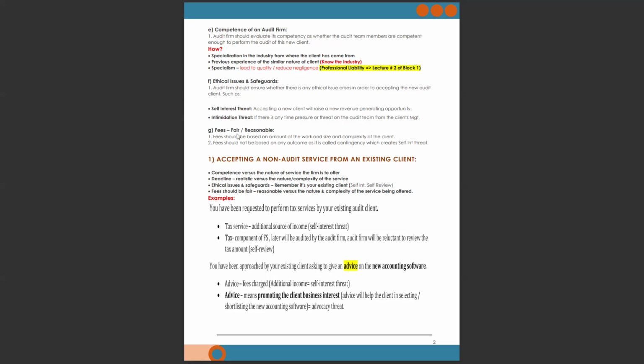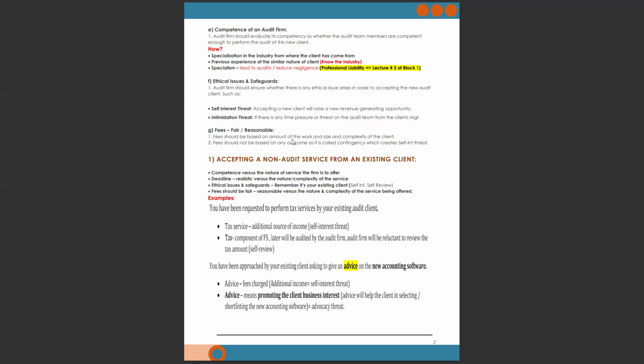The last point is that fees should be fair and reasonable, meaning fees should be based on the amount of work and the size and complexity of the client. Fees should not be based on any outcome, which is called contingency and creates a self-interest threat. What is meant by fees being based on the amount of work? If the amount of work is larger, the fee should be based on the amount of work. Also, if the client is a large entity, we need more resources, and for the cost benefit analysis, the audit firm will have to increase their fees.